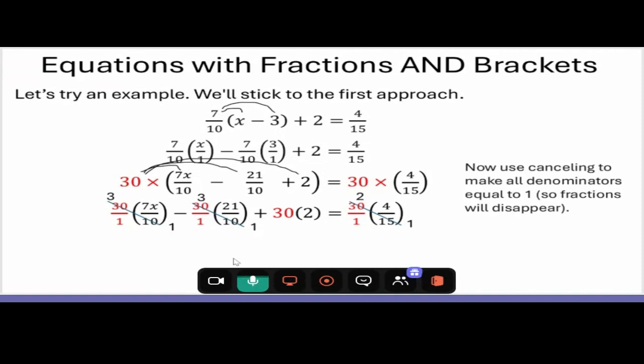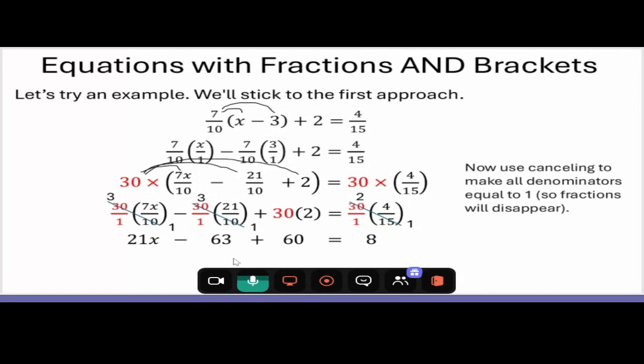Okay, looks like we succeeded. All of the bottoms are now 1, so all we have left is tops. 3 times 7 times x is 21x. Then there's a minus sign. 3 times 21 is 63. Then a plus sign. 3 times 20 is 60. Equals 2 times 4 is 8. There we go. It's a bit of a hassle, but trust me, it's way less work than trying to actually move all the pieces around with the fractions still in them.